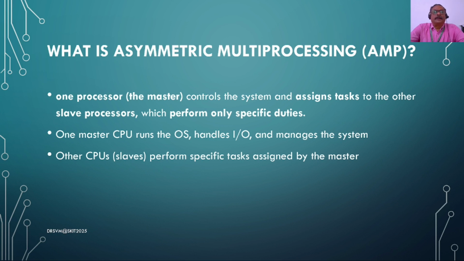The major activity is taken up by the master CPU, which is going to run the complete operating system. All IO activities are handled by the master, and the overall system is managed by the master. Here the processors are not equal in capabilities or responsibilities. Major responsibility, major capability is with the master, and the slaves have a minor one.